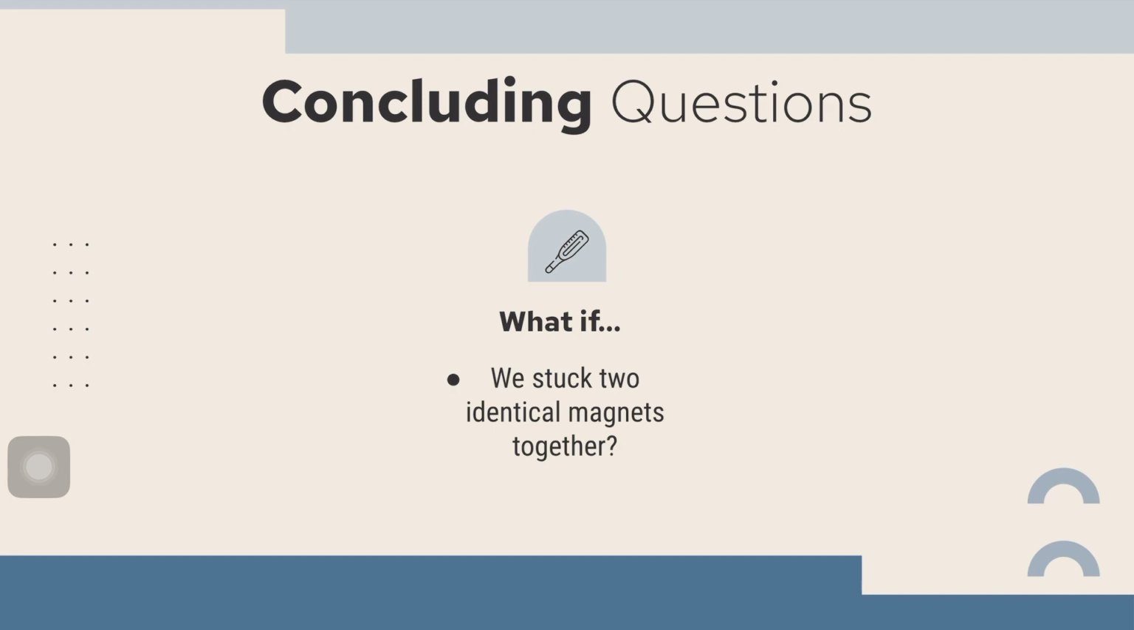And then if we stuck two identical magnets together, it would just essentially double the magnetic field and wouldn't really do anything else. It would just be creating an even larger, stronger magnet.